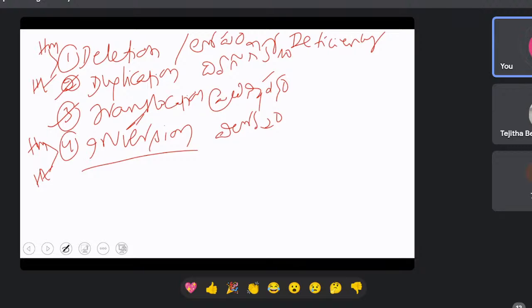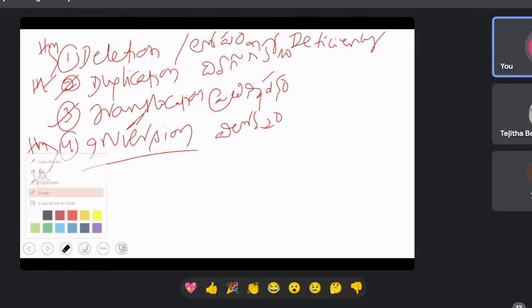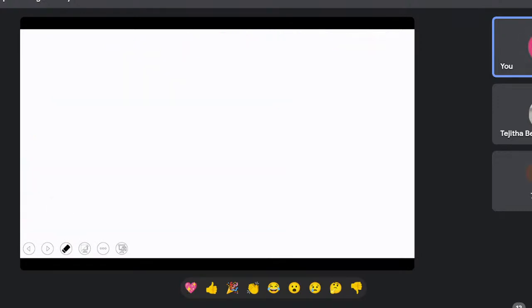Okay, so now what do we do? We will discuss each one separately. Next, coming to the first two, deletion and duplication. Deletion and duplication bring about a change in number of genes.